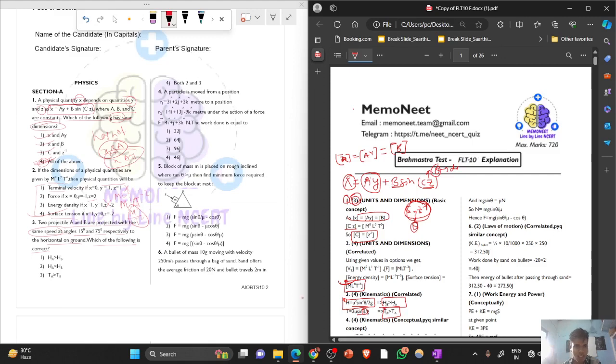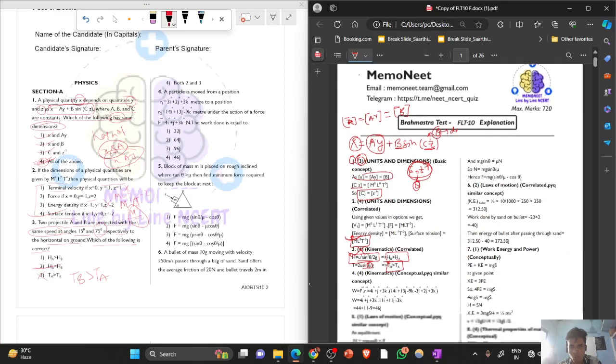So HB greater than HA, like in the second option, or this is wrong, because here it should be TB greater than TA. Here it is correct, because for B the angle is more, and the time period will be more. So option second will be the correct answer. It is wrongly written here. You need to understand it.